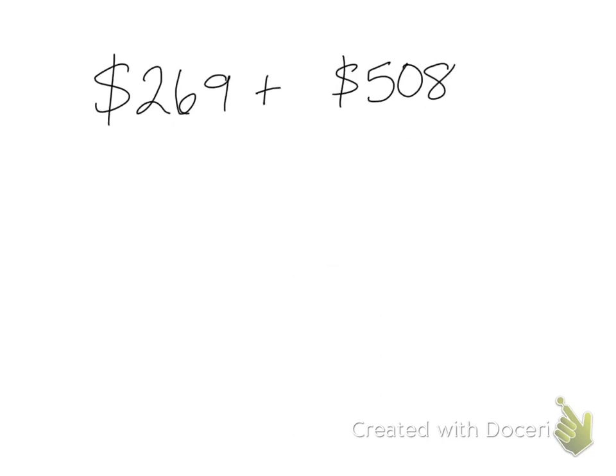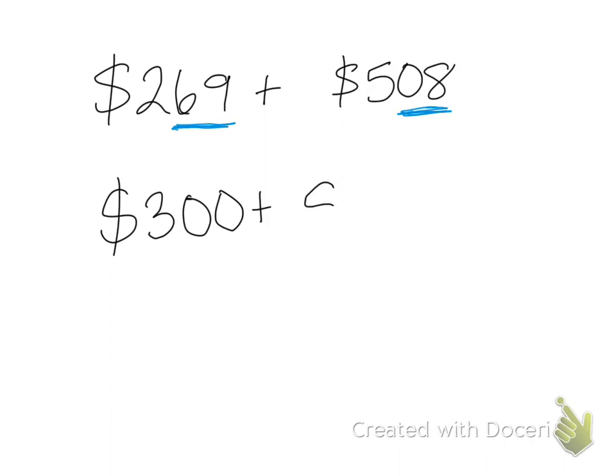Okay, let's try another one. Here we have 269 plus 508. Okay, so I need to round these, and I do that by looking at the last two numbers. 69 is bigger than 50, so I am going to round 269 up to 300. Okay, so then we do the next one. We look at the last two digits, which in this case is 8. I know 8 is smaller than 50, so I'm going to round 508 to 500. And now we add. So 300 plus 500 equals 800.